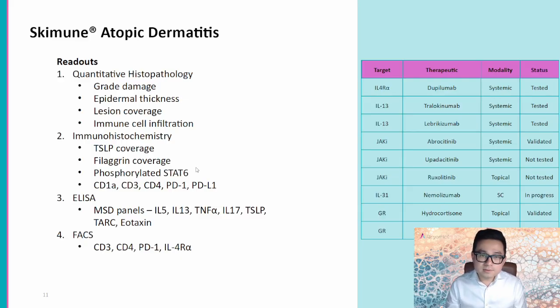On the other hand, we can also run FACS on the PBMC fractions that we co-cultured with the skins to detect CD3, CD4, PD1, and IL-4 receptors, for example. On the therapeutic side, the model has been tested with agents such as dupilumab, tralokinumab, lebrikizumab, and is validated against abrocitinib, as well as hydrocortisone and clobetasol topically.